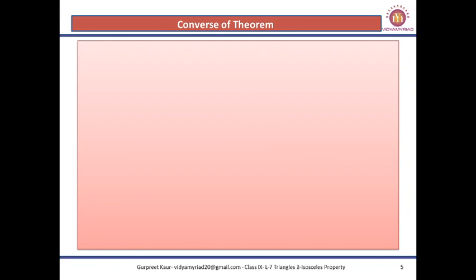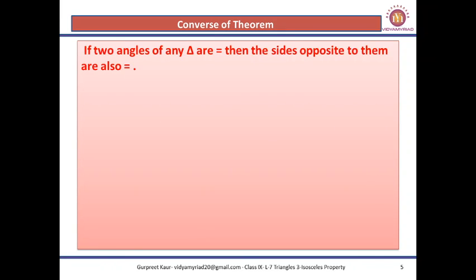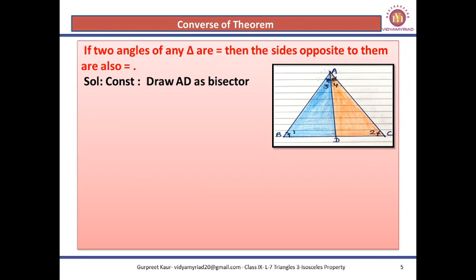In the same way there is a converse of this theorem. That means if two angles of a triangle are equal, now here we are given that the angles are equal, we need to prove that the opposite sides are also equal. In the same way we will draw AD as a bisector, which means angle 3 will be equal to angle 4, and we are given that angle 1 is equal to angle 2, already given in the question.